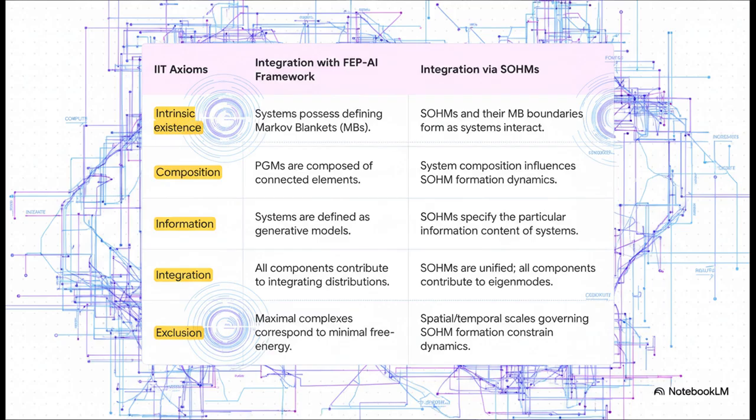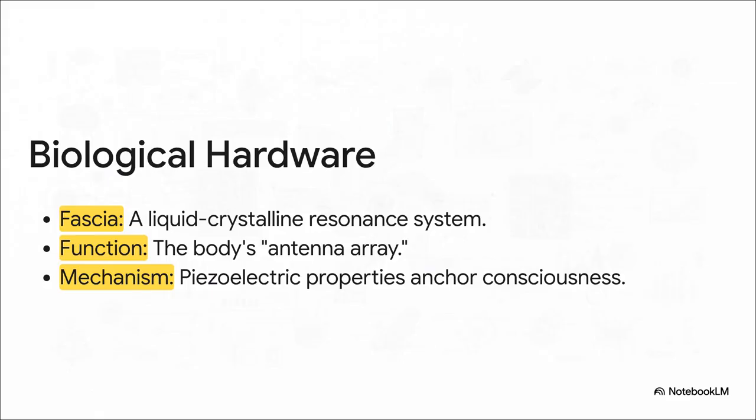This is the exact mechanism that allows a physical substrate, any physical substrate, to compute a coherent model of its own environment. So when we talk about biological hardware, the primary component is the fascia. And no, it's not just connective tissue, it's way more than that. It's a liquid crystalline resonance system, essentially the body's own antenna array. It's what interfaces with this frequency-based reality. How? Through its piezoelectric properties. It converts physical pressure into electrical signals, literally anchoring consciousness to the physical form and tuning it into the reality field.